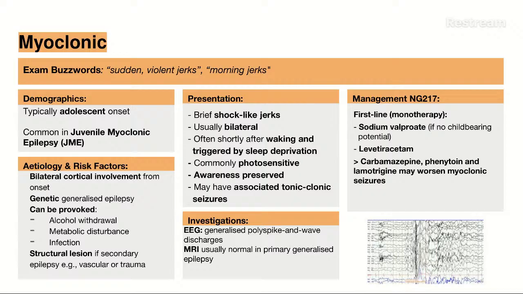Many patients with myoclonic seizures also experience generalized tonic-clonic seizures as part of a larger genetic epilepsy disorder. These seizures most commonly occur in adolescence and are most commonly associated in exam questions with juvenile myoclonic epilepsy. The EEG will show polyspike and wave discharges, and brain imaging, typically MRI brain, is usually normal because there doesn't really tend to be a structural cause.